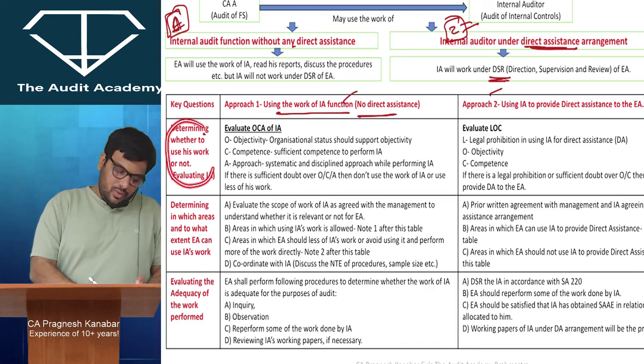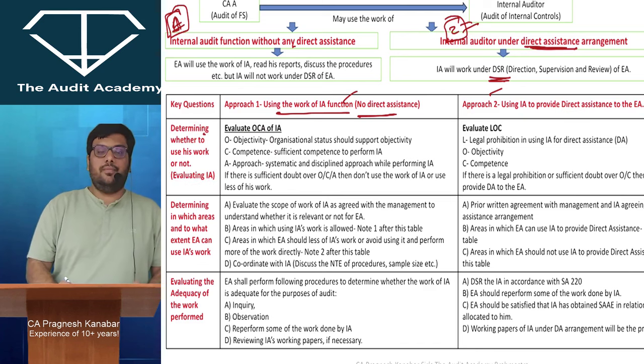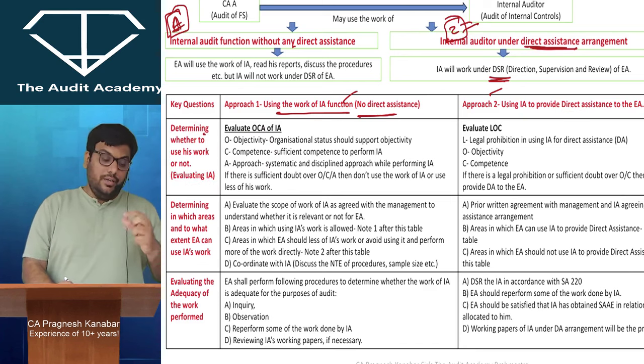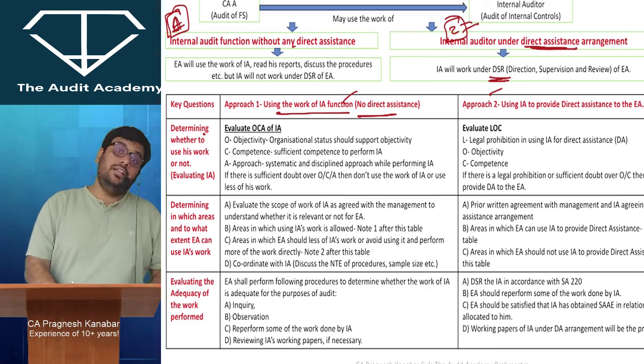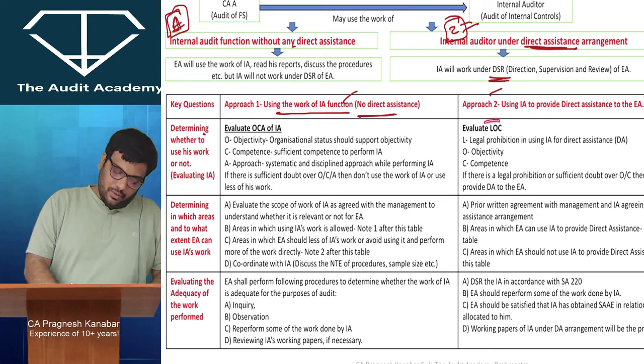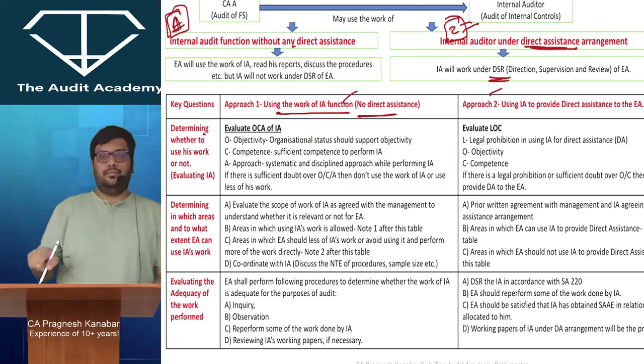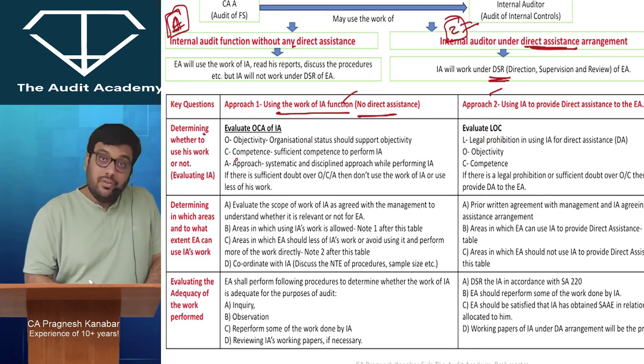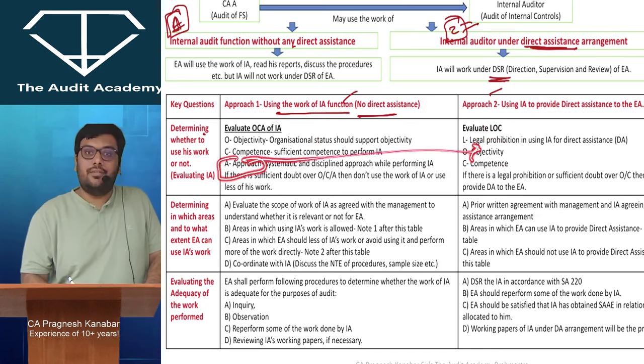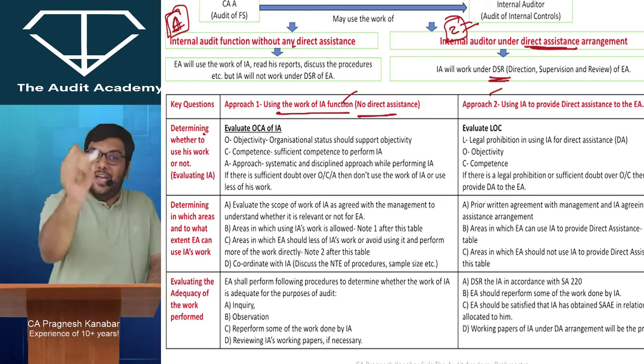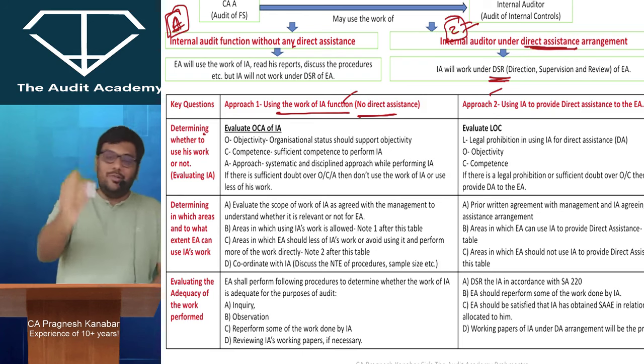Let us say this same question comes for direct assistance. You want to use the internal auditor for direct assistance; evaluate the internal auditor. Then you see over there in the code word, you see OC. So the objectivity and competence words get repeated, but you will not see the word A for approach over here. Can you guess why? Very good if you have guessed it, and if not, then listen to me.